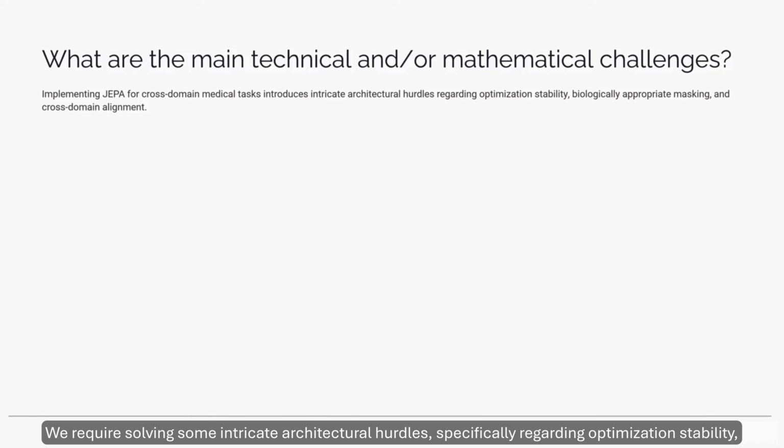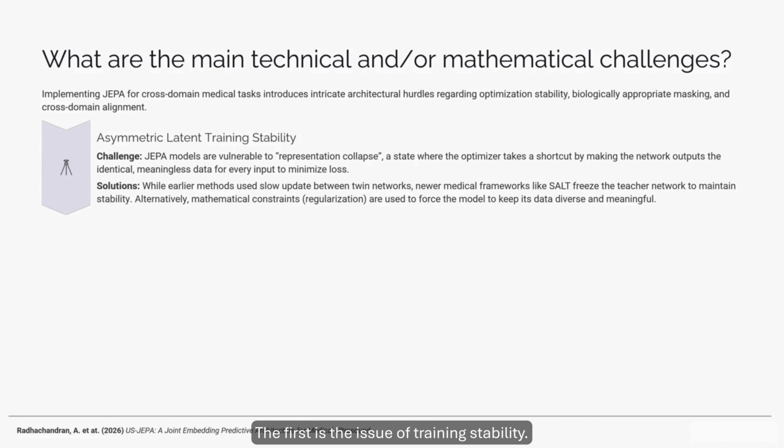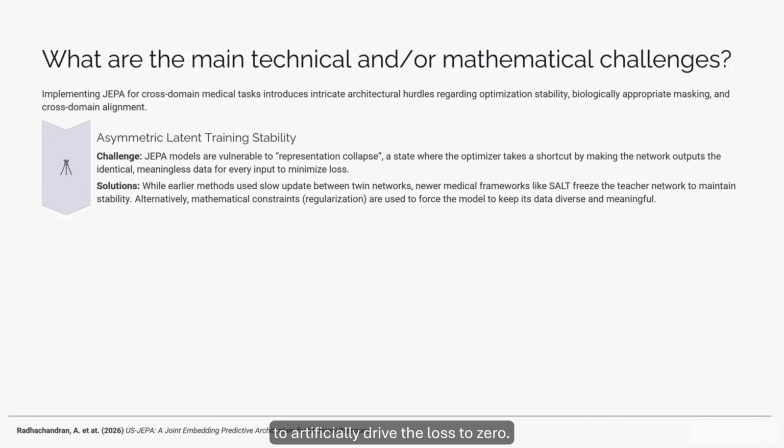Making JEPA work seamlessly across different medical domains isn't easy. We need to solve some intricate architectural hurdles, specifically regarding optimization stability, biologically appropriate masking during training, and cross-domain alignment. The first is the issue of training stability. Because JEPA learns in an unconstrained mathematical space, optimizers often find a degenerate shortcut known as representation collapse. The network simply outputs the exact same meaningless vector for every input to artificially drive the loss to zero.